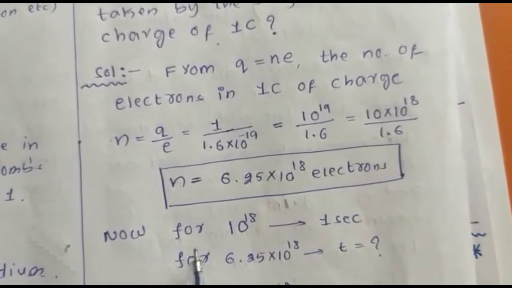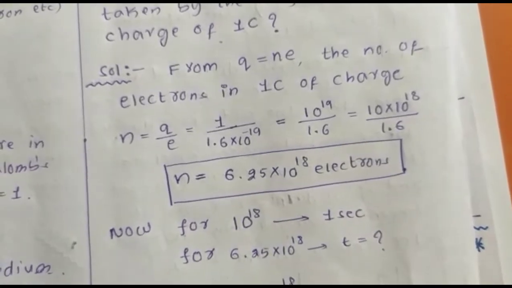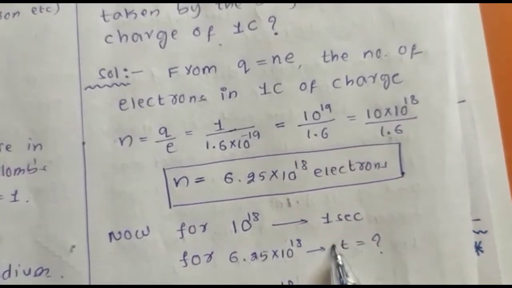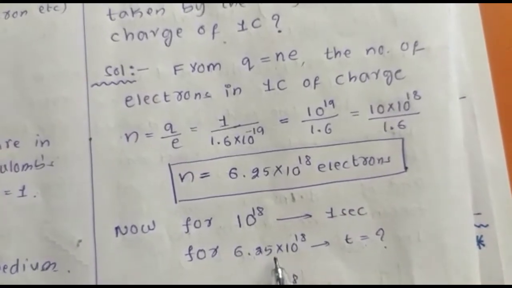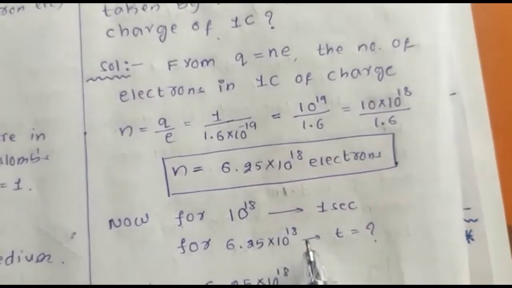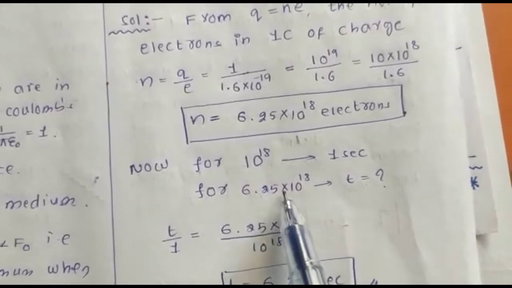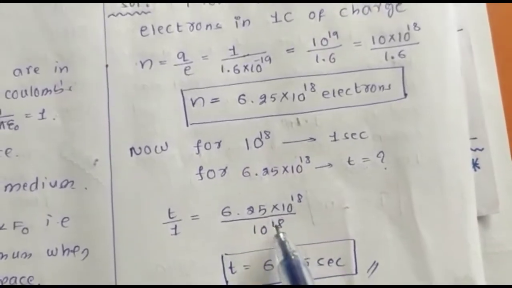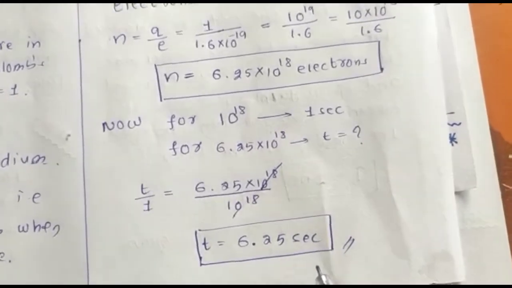Therefore according to the question, for every 1 second, 10 power 18 electrons are coming out. Therefore, in what time are these 6.25 into 10 power 18 electrons, or indirectly 1 coulomb of charge, coming out from the body? Now just divide them: t by 1 second is equal to this number of electrons divided by this one. Therefore here 10 power 18 is cancelled. Therefore now that is equal to 6.25 seconds.